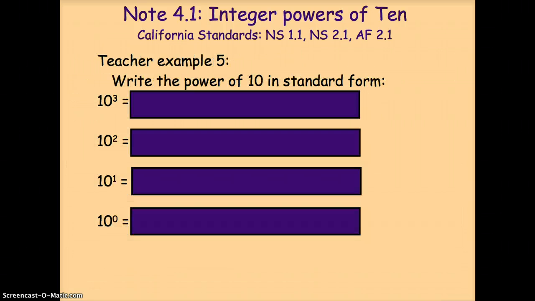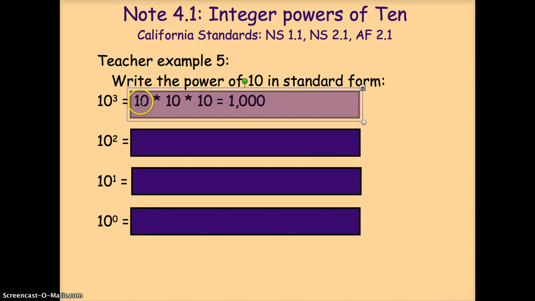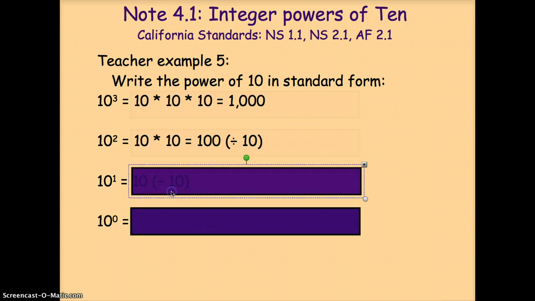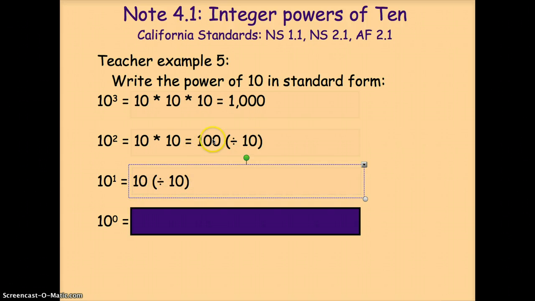Okay, last one, I want to look at why anything to the 0 power is 1. So if I'm writing these numbers in standard form, 10 to the third means 10 times 10 times 10, which would be 1,000. 10 to the second, 10 times 10 is 100. So notice if I take 1,000 divided by 10, I have 100. Now 10 to the first is going to be 10. So I have 100 divided by 10 and I get 10.